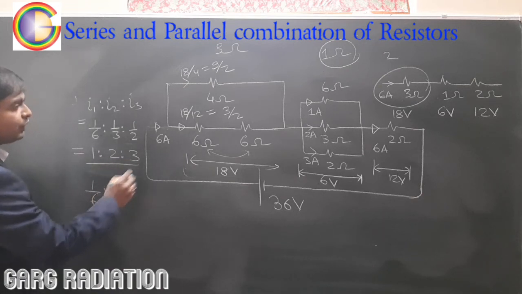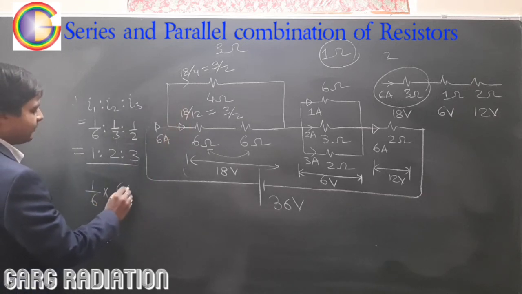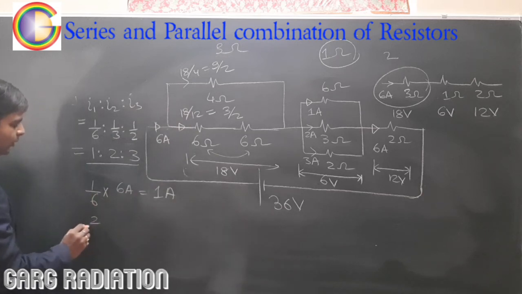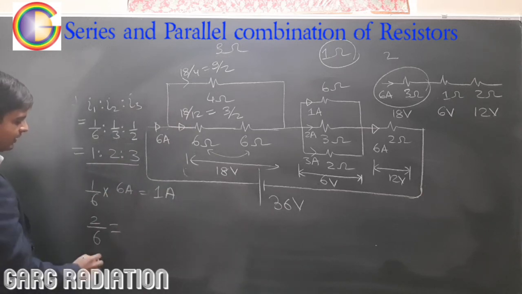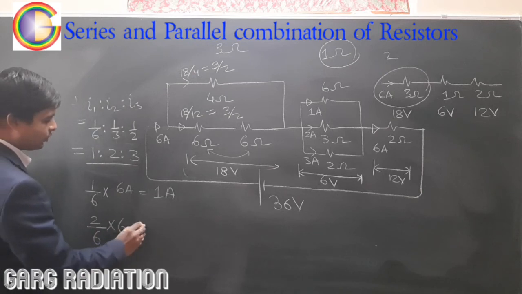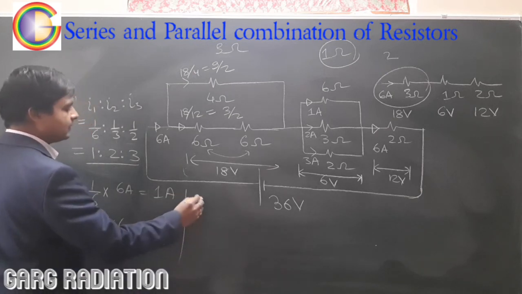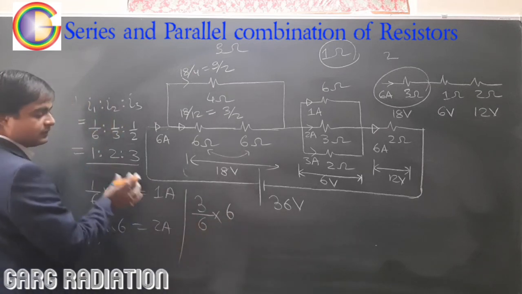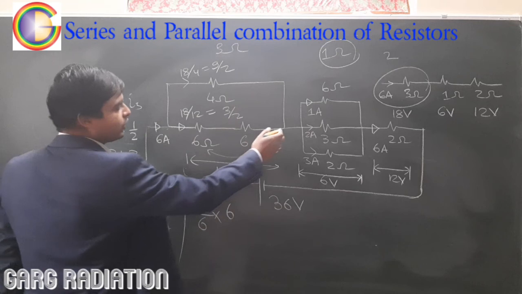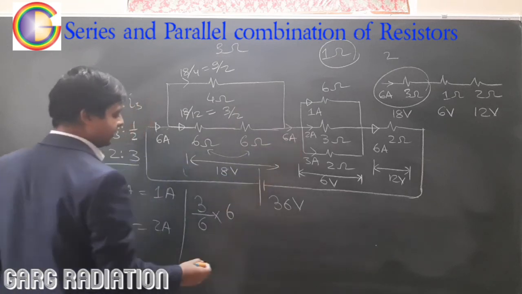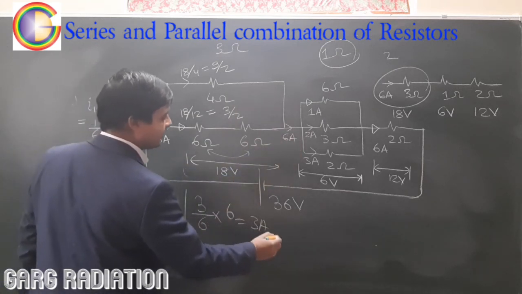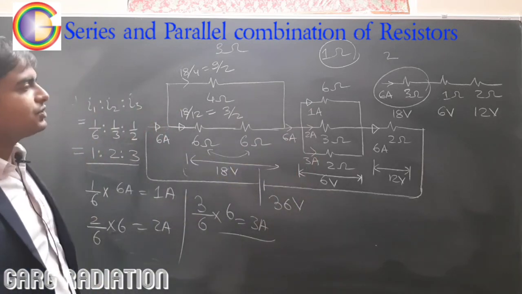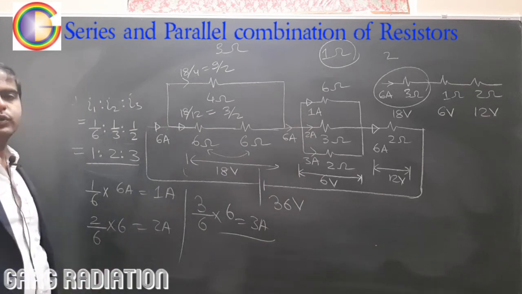1 upon 6 into total current, and that is 6 ampere, which comes out to be 1 ampere for the first case. 2 upon total sum means 2 upon 6 into 6 gives you 2 ampere current, and 3 upon 6 into 6. This 6 is the sum of these, and this 6 is the total current which is going to be distributed, 6 ampere current. So we get 3 ampere, which we obtained from this method also. So this is the second method which we may use for distributing the current.